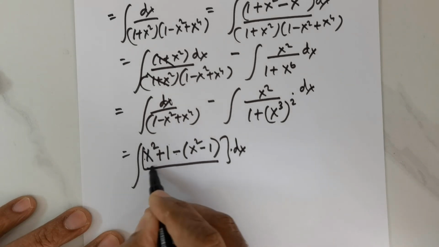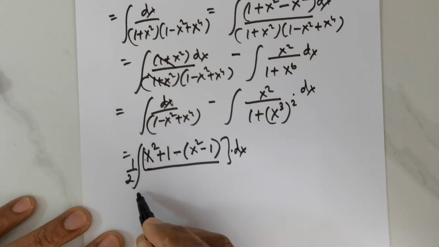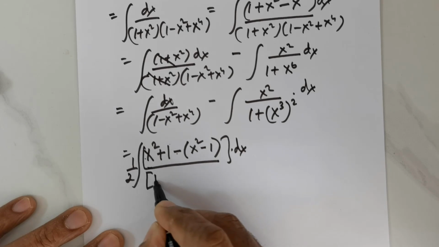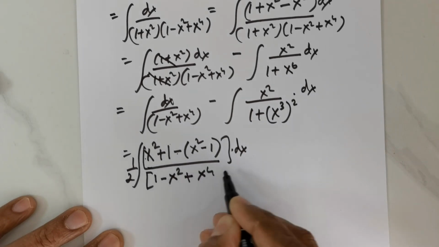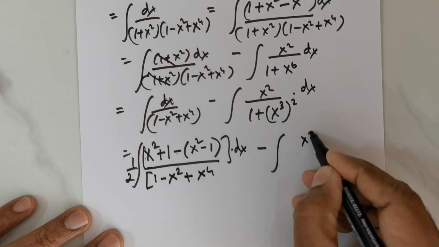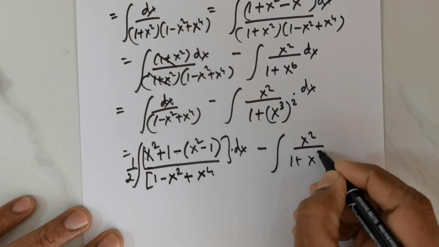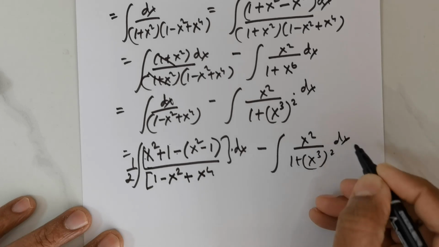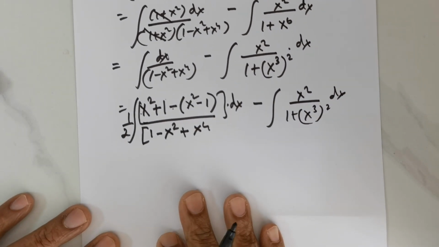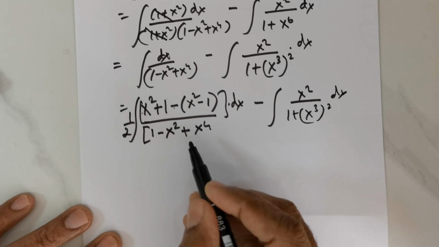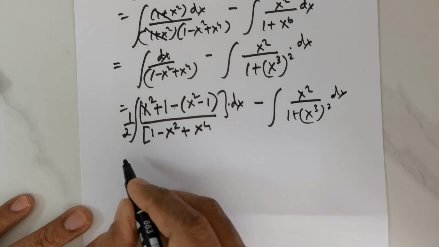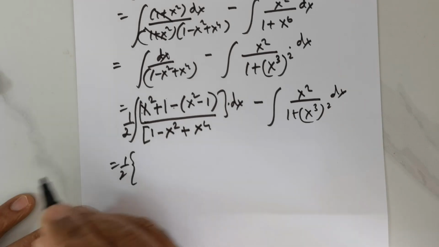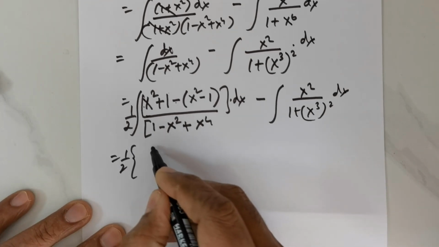Because of the 2 being present in the numerator, I counter it with the 2 in the denominator, and this is going to be the integral of 2 over 1 - x^2 + x^4, minus the integral of x^2 divided by (1 + x^3)^2 times dx. Okay, I have got this. Now I want to split these two quantities out. So 1 over 2 is there, so let me push it outside the parenthesis.